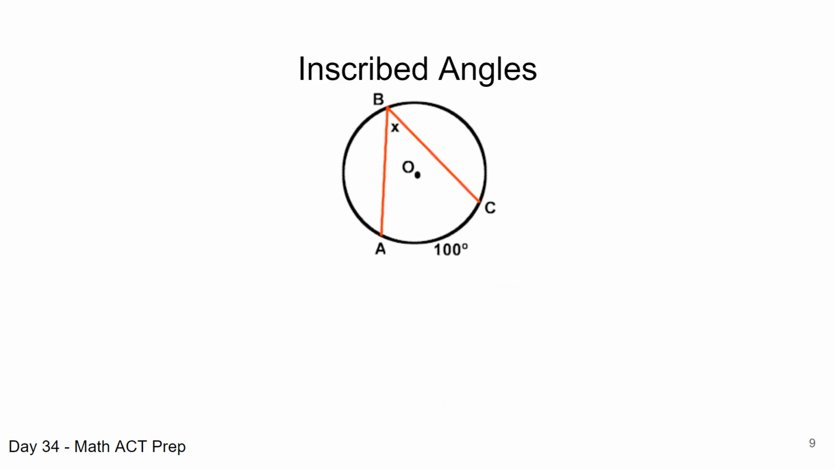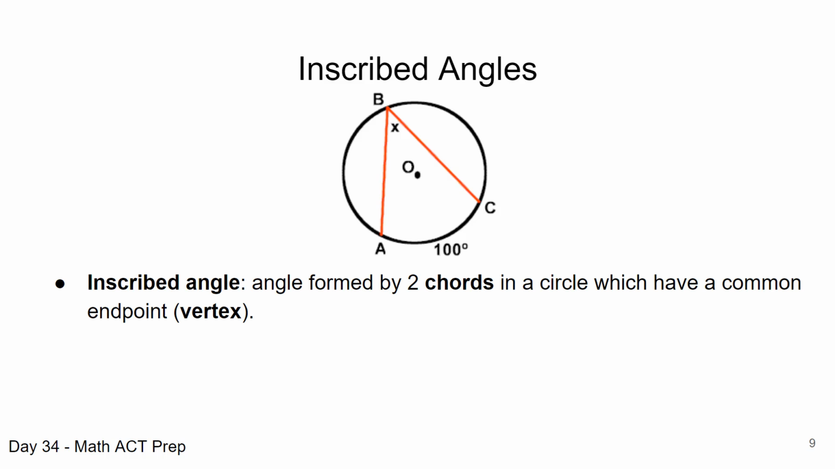Now we're going to look at inscribed angles. We're still using a circle inside a circle. And an inscribed angle is formed by two chords in a circle which have a common endpoint, the vertex. So in our case here, our graph that we're given, the vertex is at B, and we have those two chords that are drawn in red. They're going to go from one point on the circle to another point on the circle.